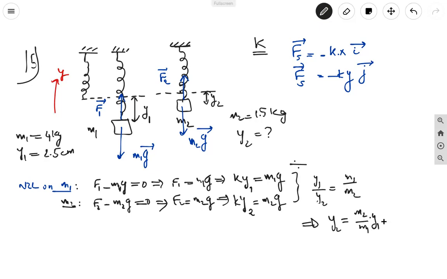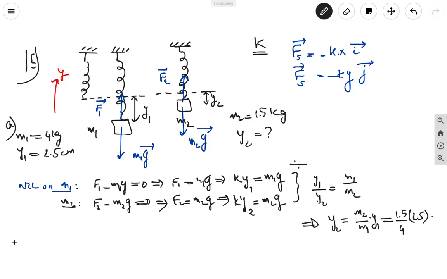And you just have to make the numerical application. So it's actually 1.5 divided by 4 multiplied by 2.5 centimeter, and you get the value in centimeter. So that's it for this first part. Now the second part, it was, well, we were asked to determine, so this was part A.